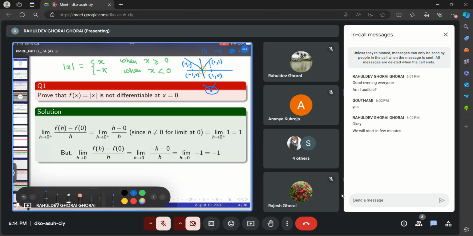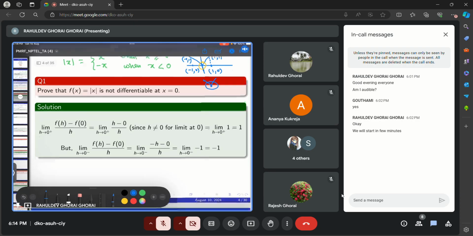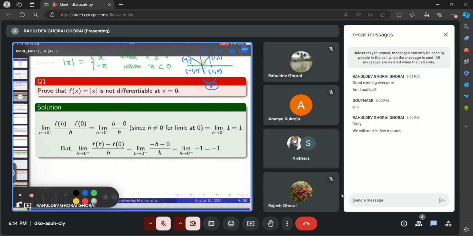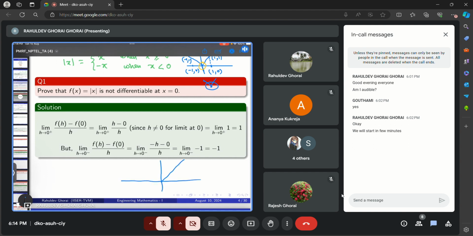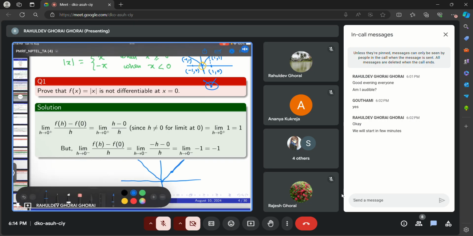How is that? First, let's not go to the solution. Geometrically, how do you see it? The graph is like this, right? Now you start with the tangent from here. Let's say here the tangent will be this line. Let's draw with a different color, maybe. So let's say at this point.